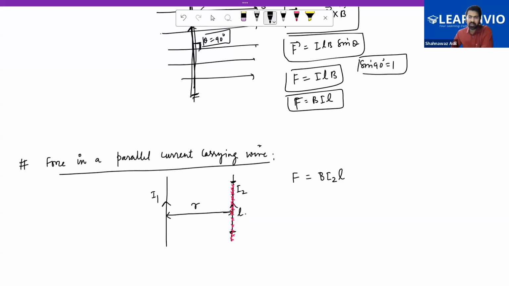Can you guys tell me what is this magnetic field due to I1? This thing we already know. That magnetic field is inside and the current is I2. So for this particular length, this would be the magnetic force. Now I'm asking, what is the magnetic field due to this I1 wire?